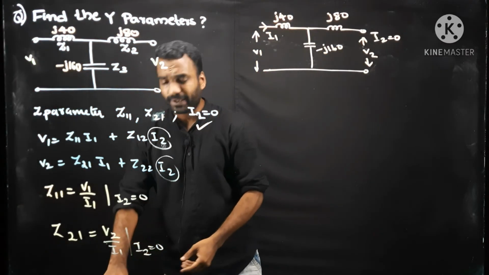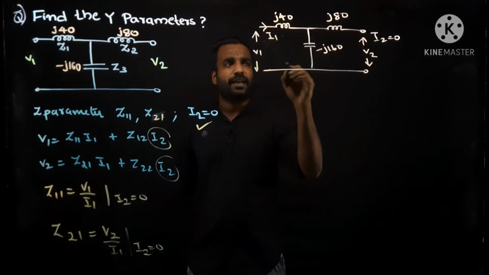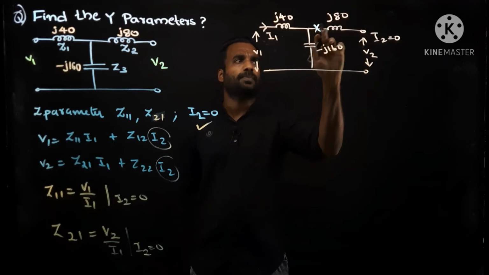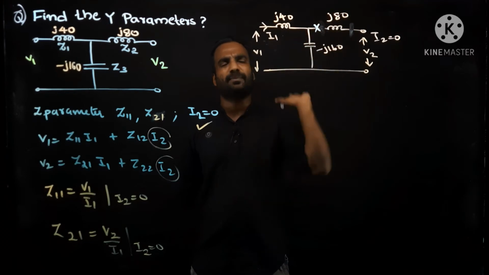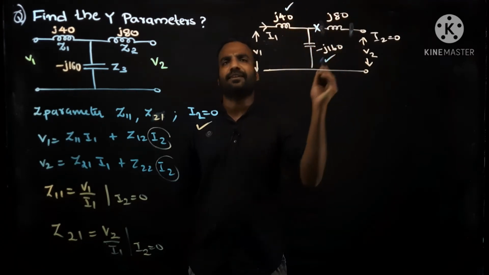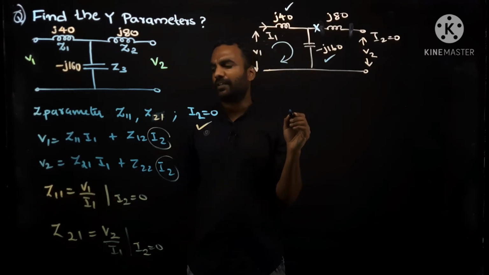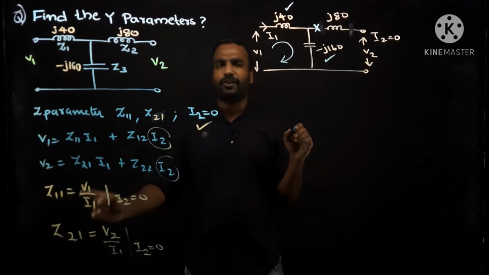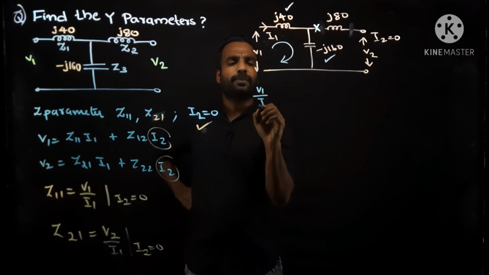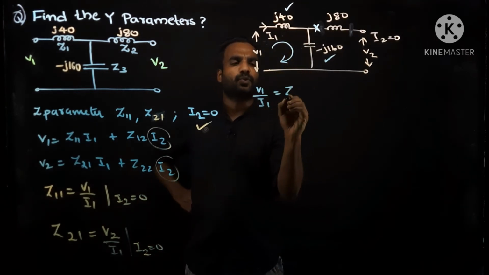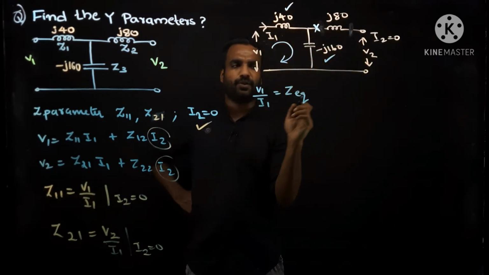So we are having two methods to find Z11. One method is to apply KVL here, because current will not pass to this path as I2 is equal to 0. So this component is meaningless, only these two are existing. Either you can apply KVL like this and find V1 by I1 from the equation, or you can directly find that V1 by I1 will be Z equivalent of this circuit. Voltage by current will be the total impedance.